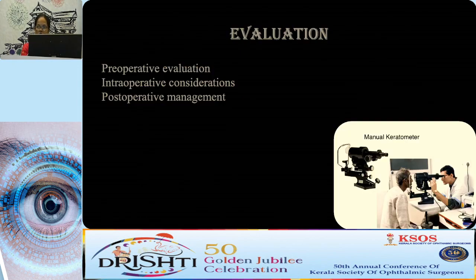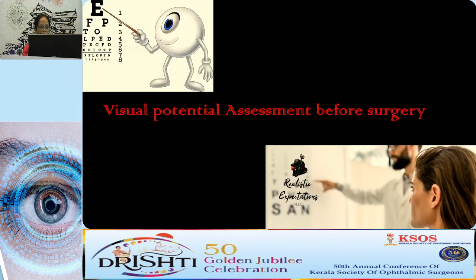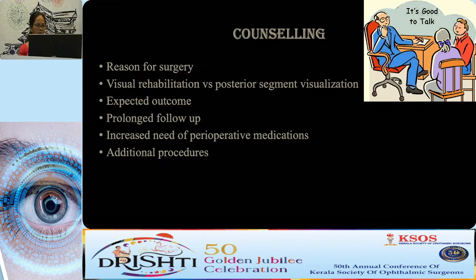The evaluation of cataract in uveitis can be divided into three stages: preoperative evaluation, intraoperative considerations, and postoperative management. Visual potential assessment before surgery is very important, and patient should get a realistic expectation by giving proper counseling. Reason for surgery: visual rehabilitation versus posterior segment visualization.